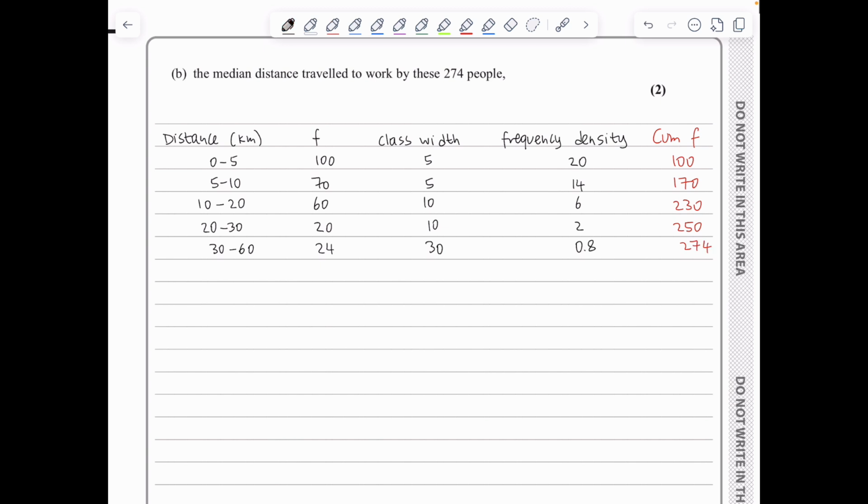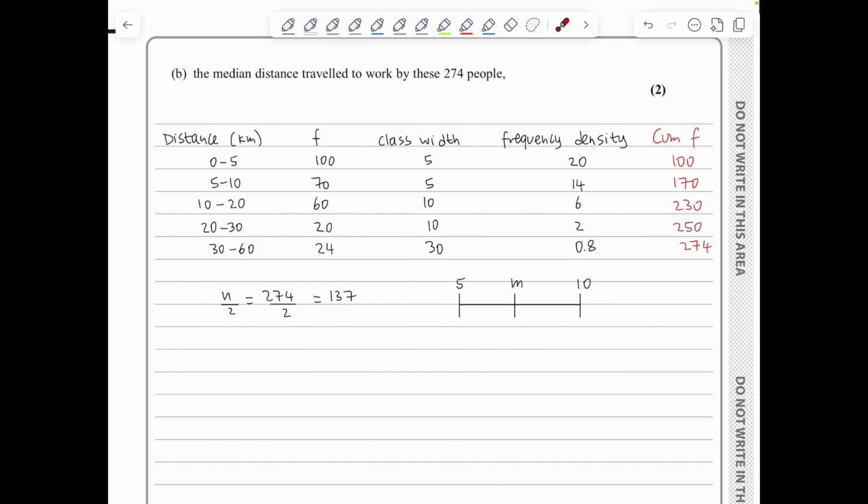Now to find the median, the middle observation, I'll be doing n over 2, which is 274 divided by 2, which is 137. And looking at our frequency table, the 137th value is between 5 and 10. So I quickly draw this diagram here. I want to interpolate between 5 and 10. So 5 is my start point, 10 is my end point. I'm trying to estimate the median, so I'll call that M.